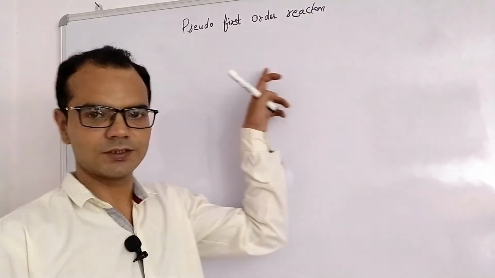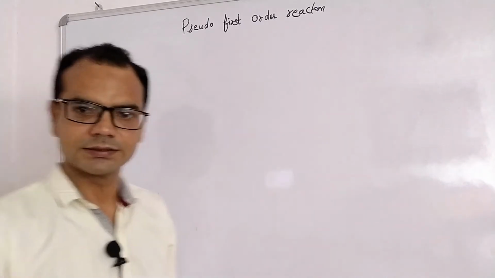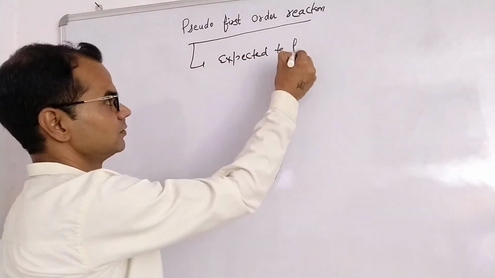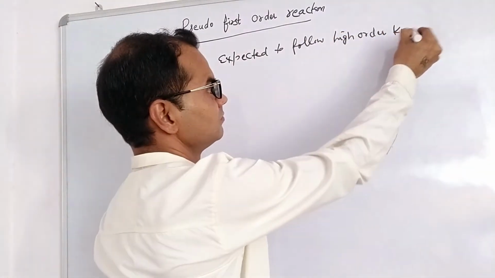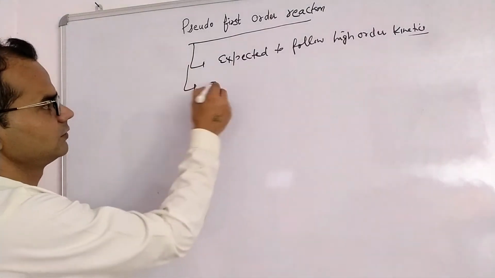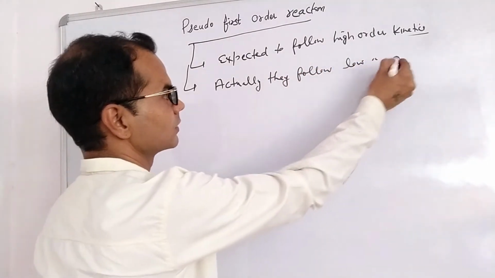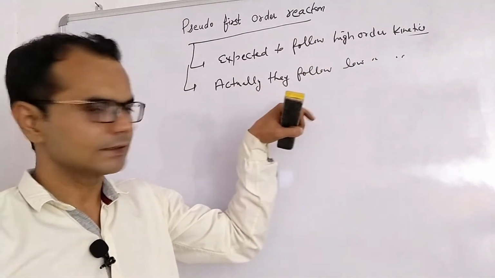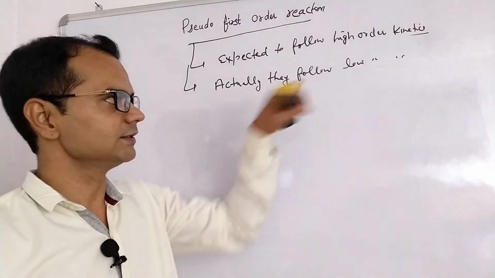Today we will discuss pseudo first order reactions for class 12. So what type of reactions are pseudo first order reactions? The reactions which are expected to follow high order kinetics, but actually they follow low order kinetics. Means they are expected to have a high order, but actually their order of reaction is low.